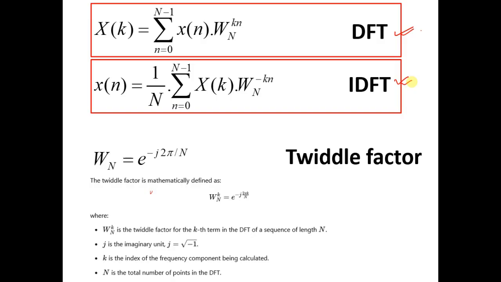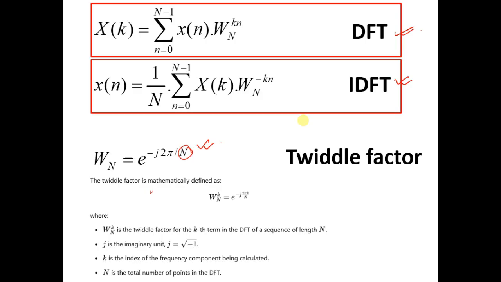Okay, so we also talked about this twiddle factor, which is given by W_N equals e to the power minus j 2 pi by capital N. Okay, what is this capital N? This capital N is nothing but the length of the signal.